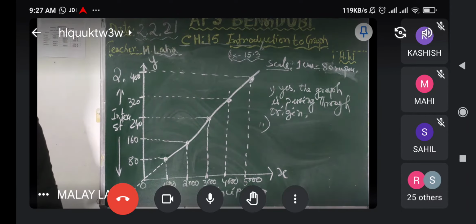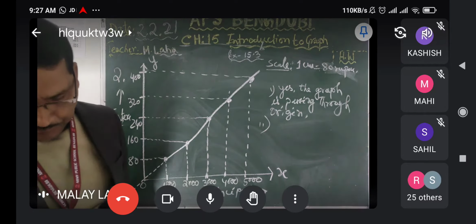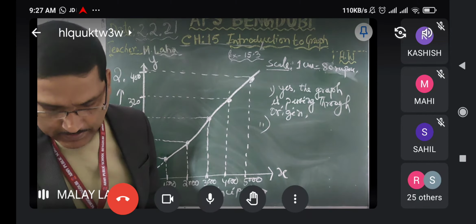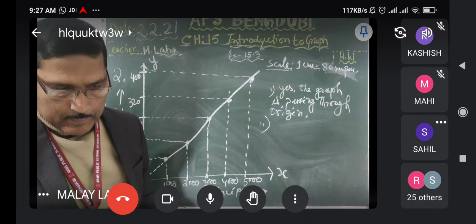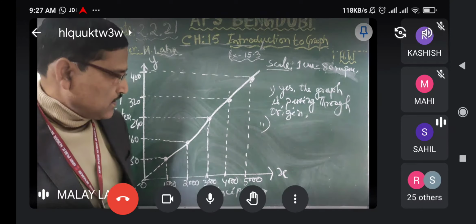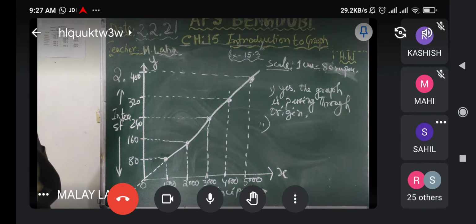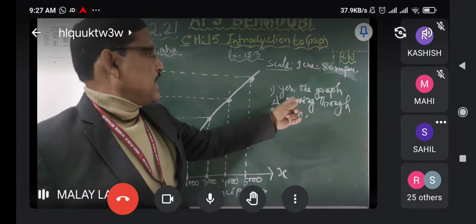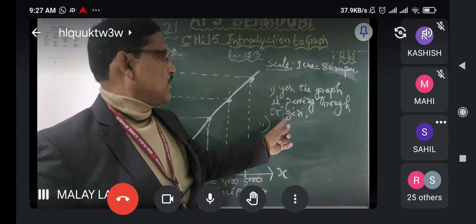Clear? Next question they are asking: use the graph to find the interest on 2500. Sir, what have you written? What is the answer? Yes, the graph is passing through the origin.